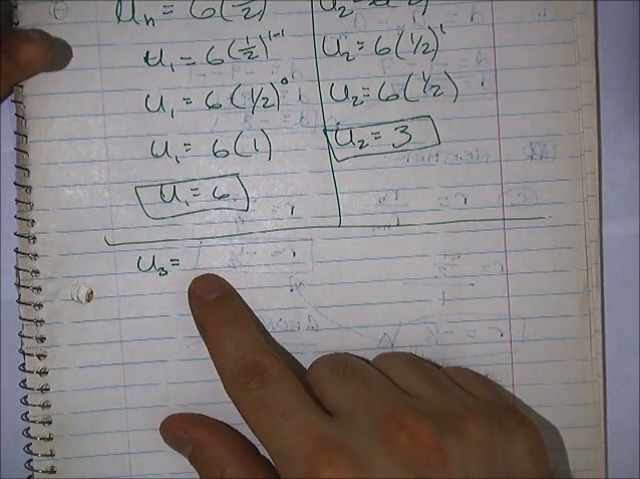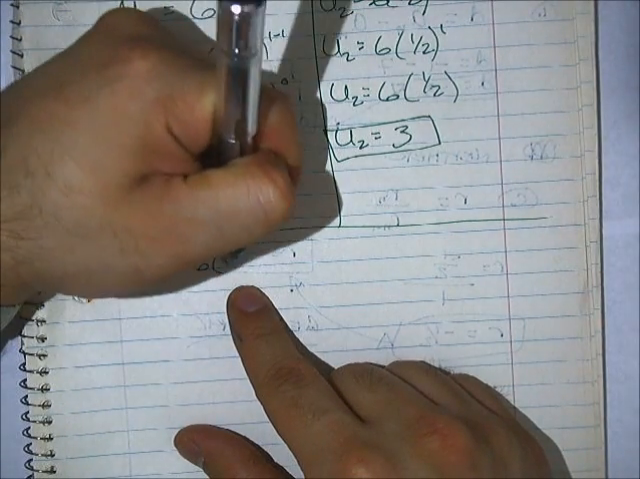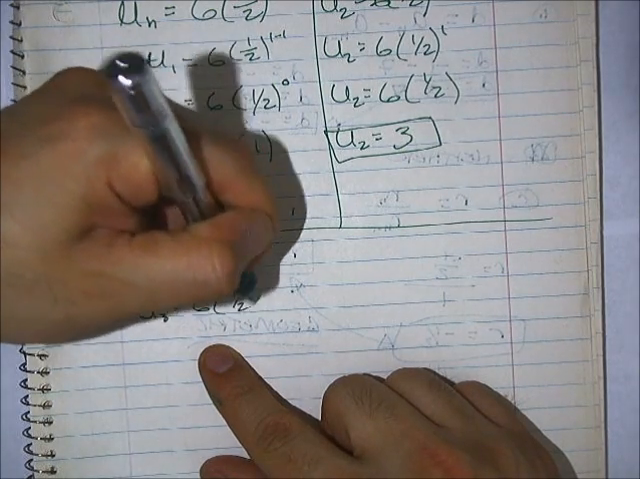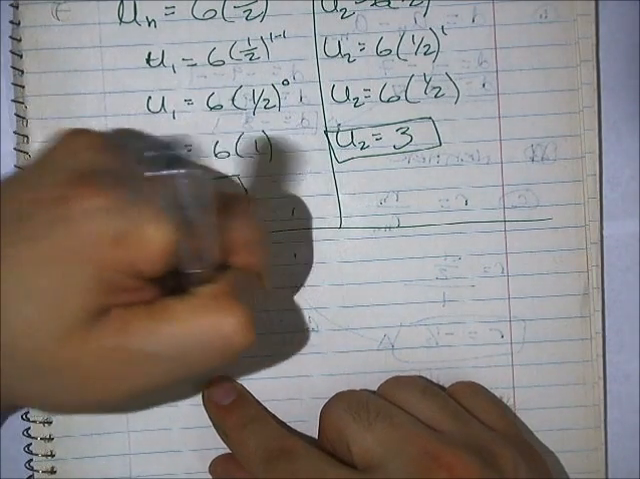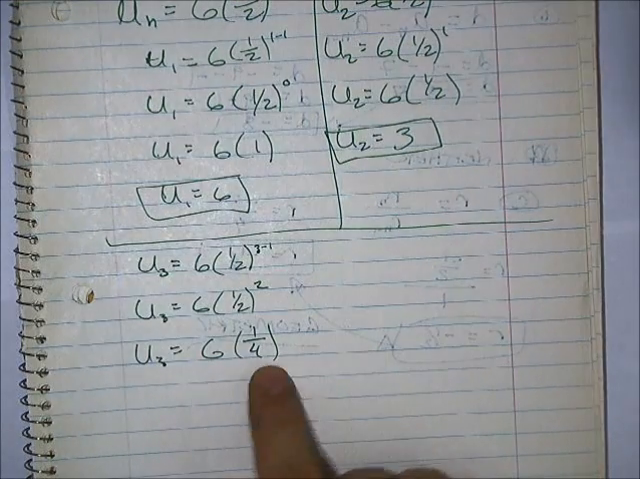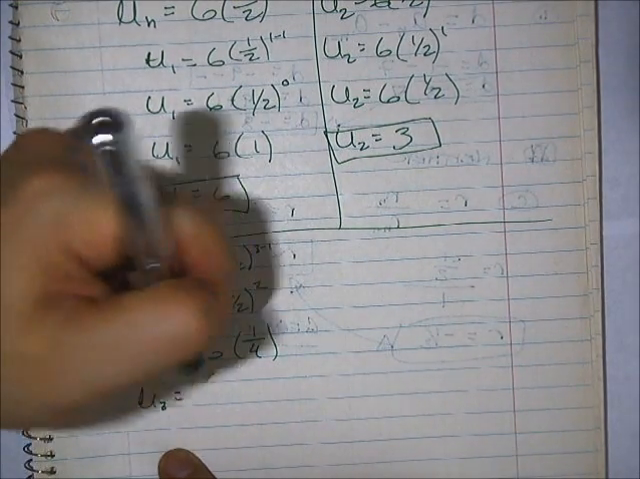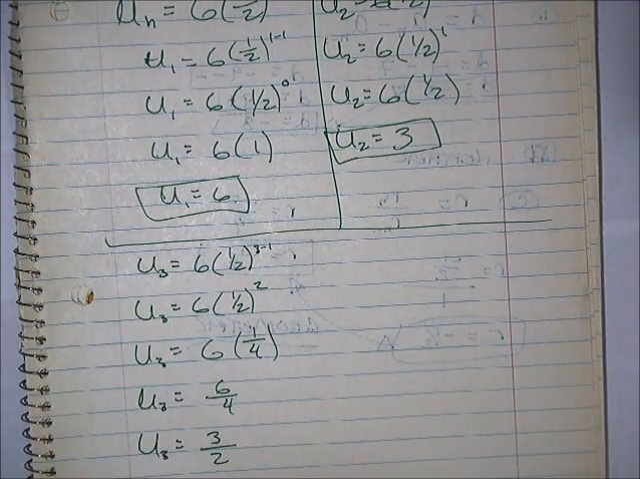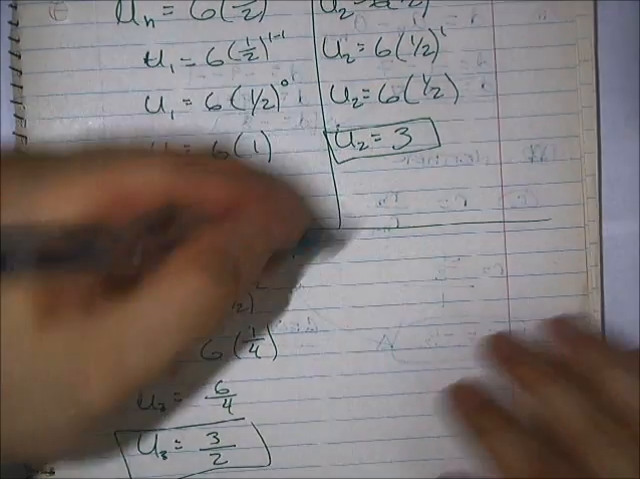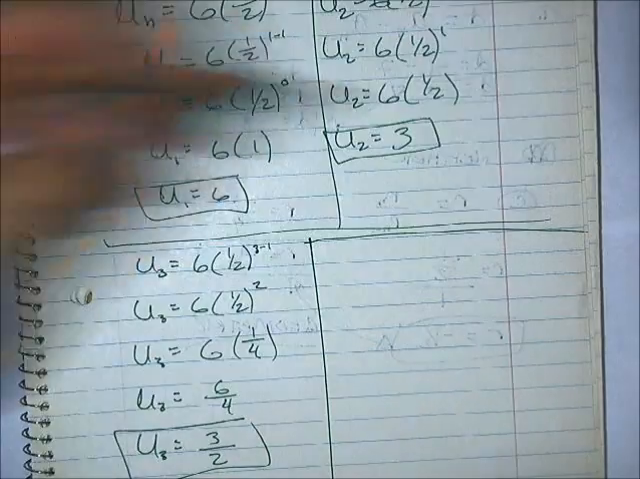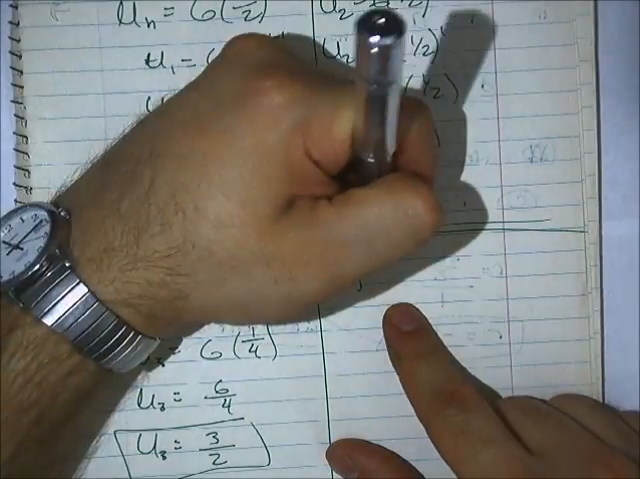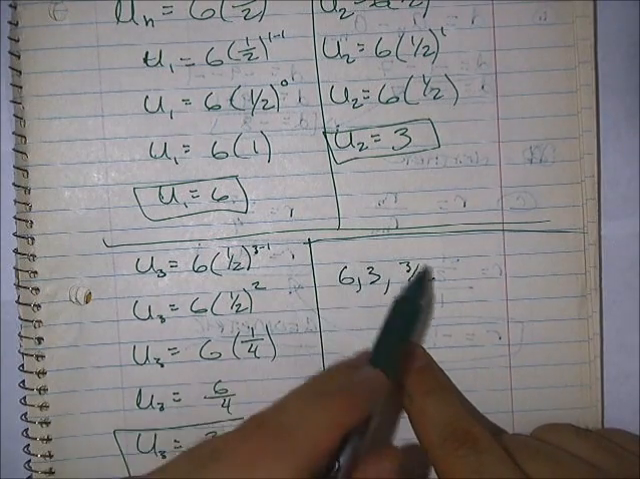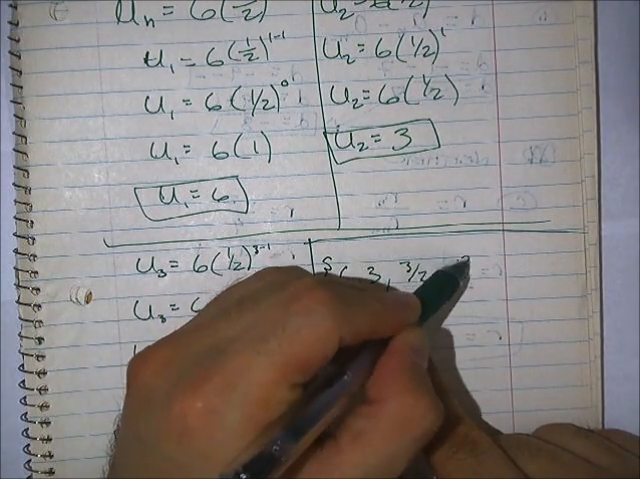Let's figure out what u sub 3 is. U sub 3 is going to be 6 times 1/2 to the 3 minus 1. U sub 3 is equal to 6 times 1/2 squared. U sub 3 is equal to 6 times 1/4. U sub 3 is equal to 6 over 4. U sub 3 is equal to 3/2. So now I have a little bit of a sequence I can write out: 6, 3, 3/2. And now this is my sequence, and it keeps going.